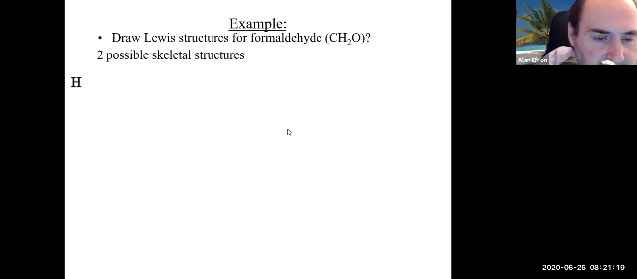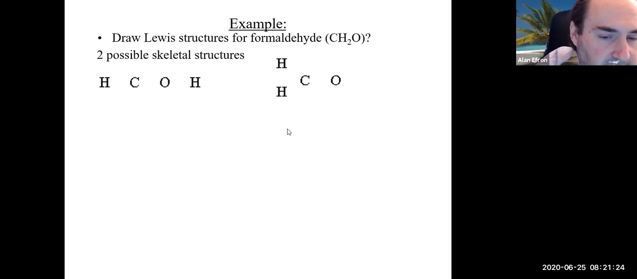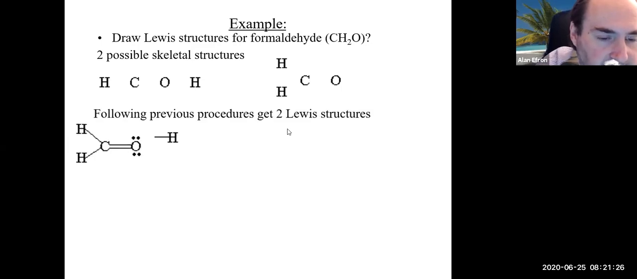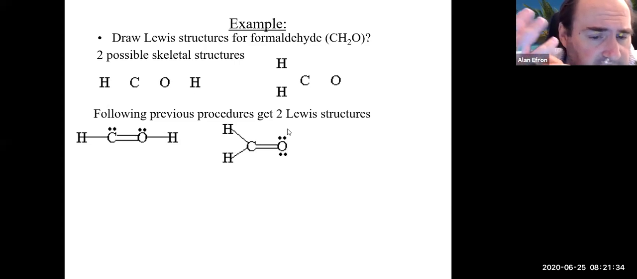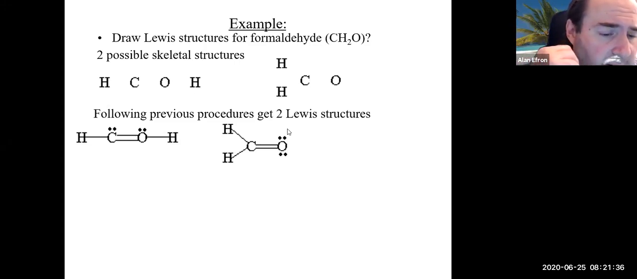So let's take a look at an example here. If we have something like CH₂O, there are really two possible ways that perhaps you could put this together. And we want to use formal charge here to try to figure out what might be a better structure of the two.